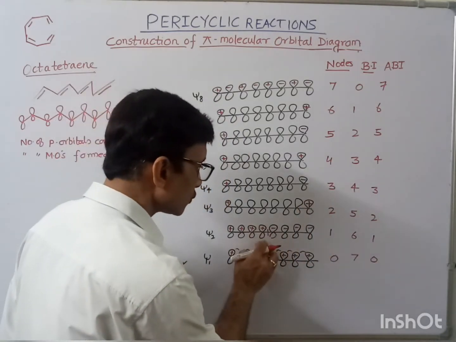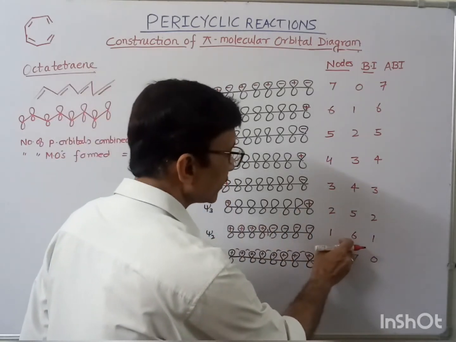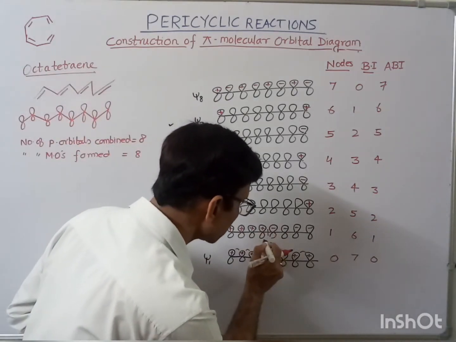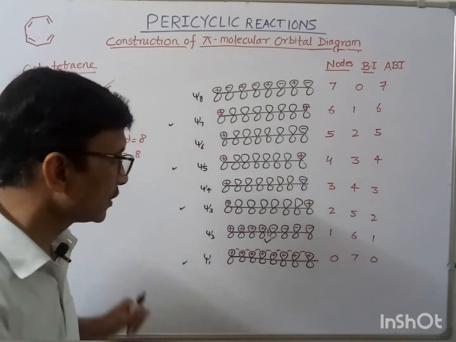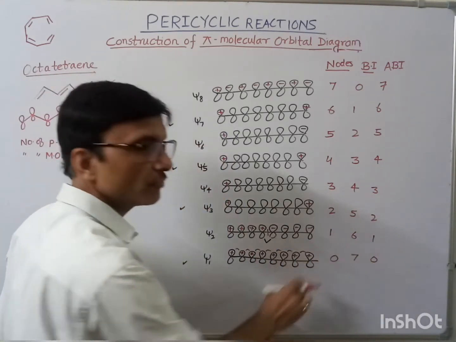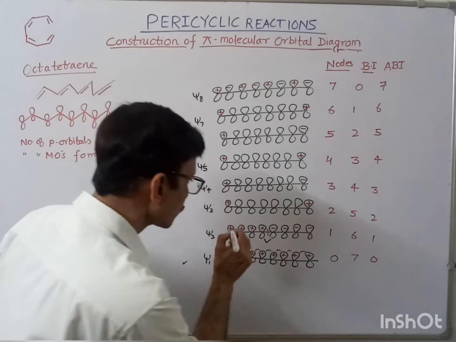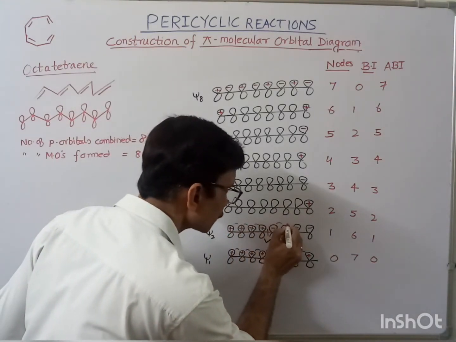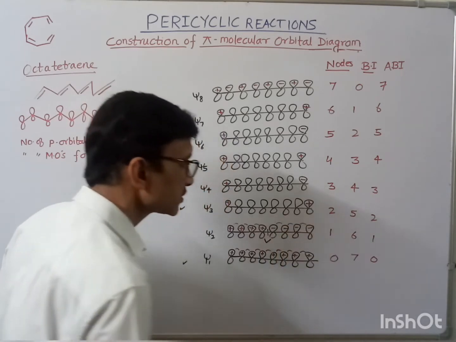So with one node, if you count the interactions, there is only one anti-bonding interaction, plus minus, but the number of bonding interactions is 6. So 1, 2, plus plus 3, minus minus 4, minus minus 5, minus minus 6.